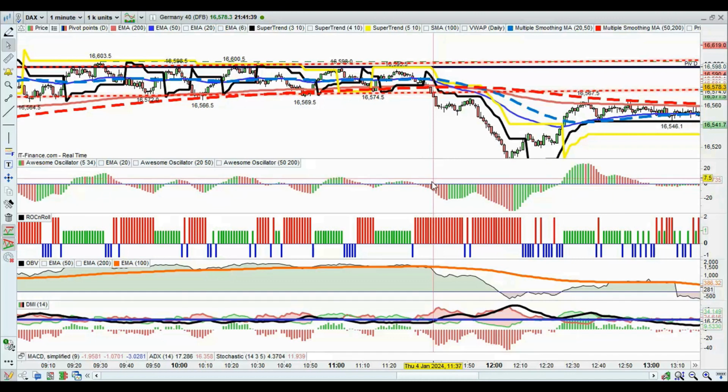Well, this has gone below the 0 line on the Awesome Oscillator. It's all gone red on Rock and Roll, which means sell. Oh, and the On Balance Volume indicator. So we can see this has started to drop here, and it goes below this 100 EMA in the orange there, where I'm just pointing to now. That's dropped below it, and so that is clear evidence this is falling.